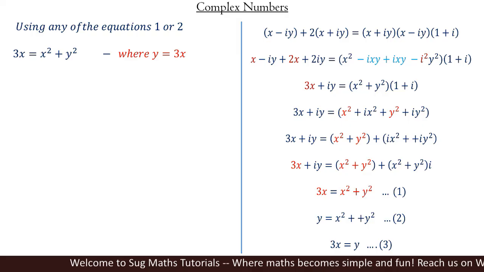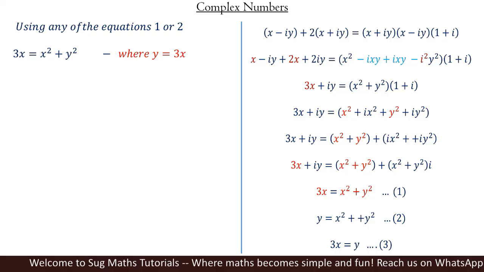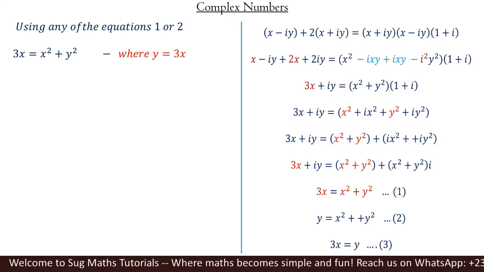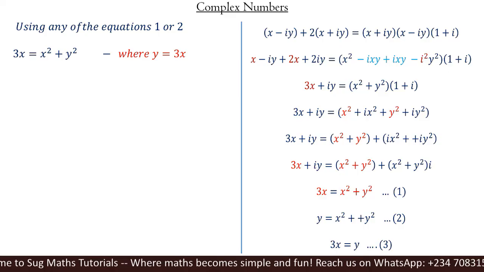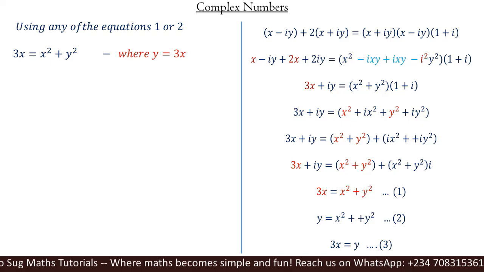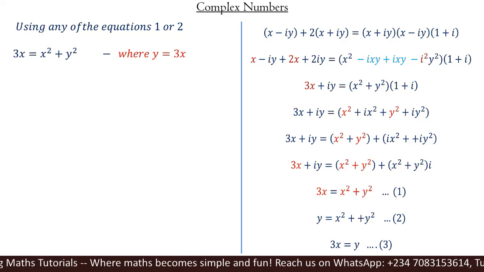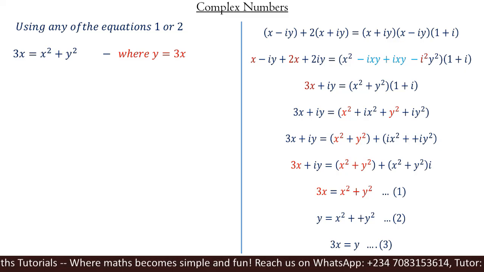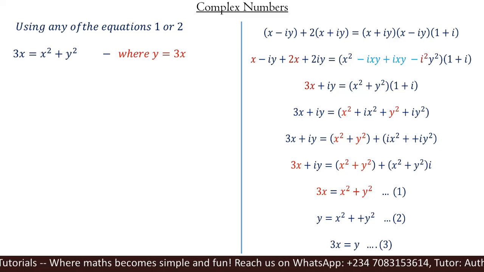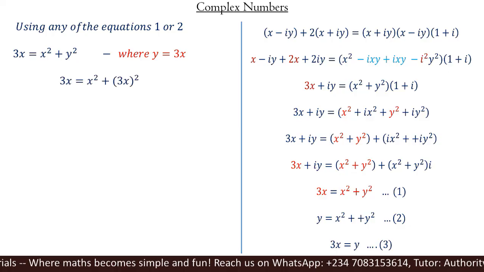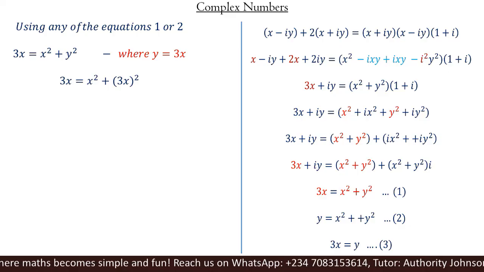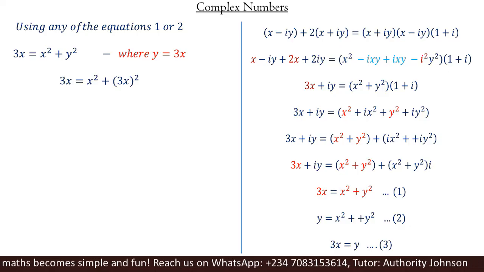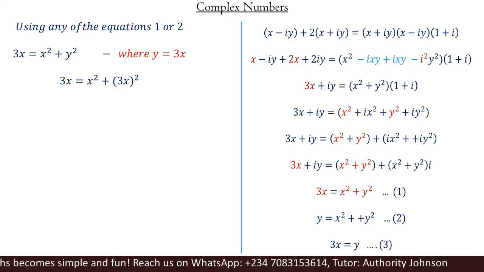Okay, now let's pick the first equation, equation 1, that says 3x is equal to x squared plus y squared. Remember that 3x is equal to y, or in another way, y is equal to 3x. So in this equation 1, anywhere we see y, we are going to write 3x. In place of y, we are going to write 3x, so we have 3x is equal to x squared plus (3x) squared.